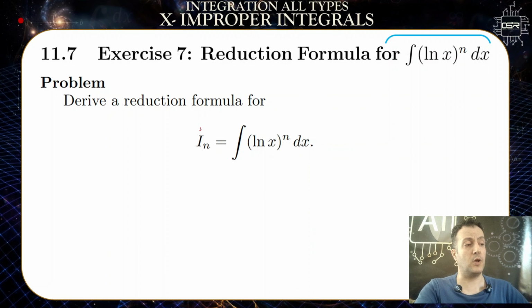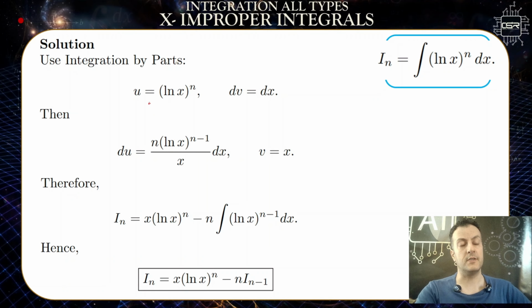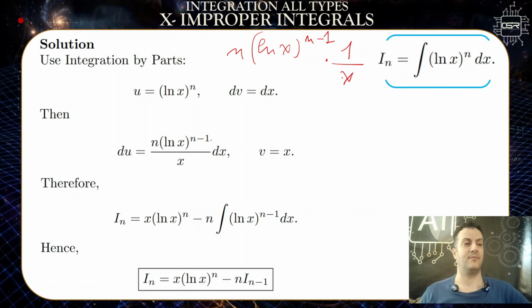Deriving a reduction formula for I_n equals the integral of (ln x)^n dx. u is equal to (ln x)^n, du is equal to n (ln x)^(n-1) divided by x. Why? Because it is n (ln x) to the power n minus 1, times the derivative of ln x, which is 1 over x. This is the chain rule.